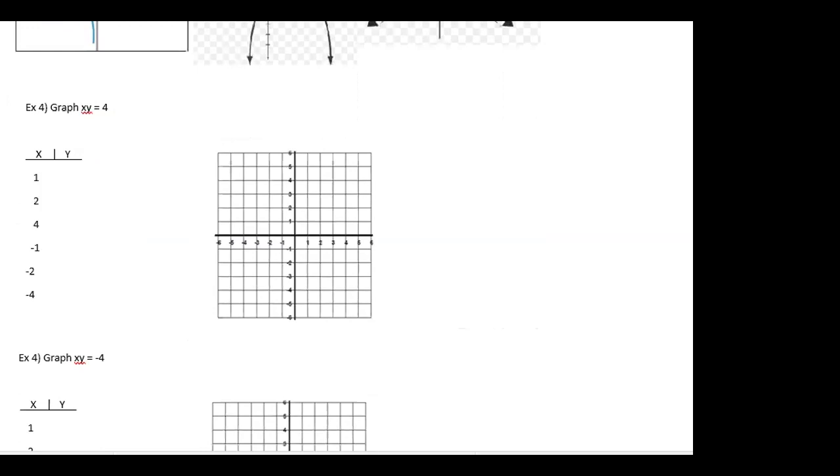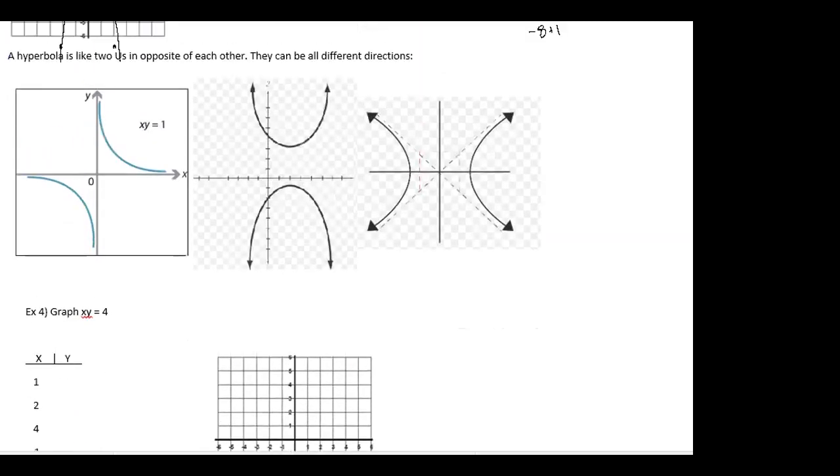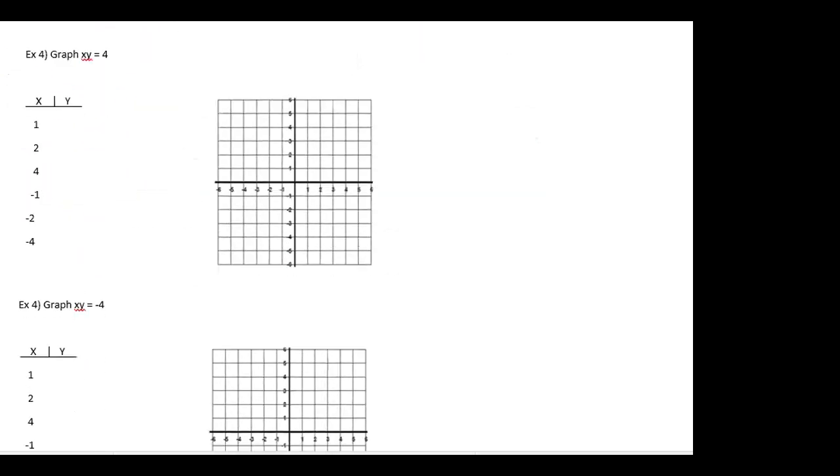Okay, so let's try the graph of xy equals 4. Oh, did I not say? So the key to kind of knowing what a hyperbola looks like is when the x and the y are multiplied together. Okay, so xy equals 4.